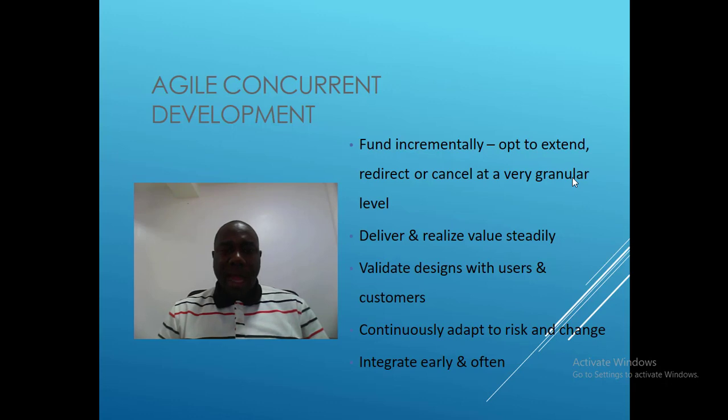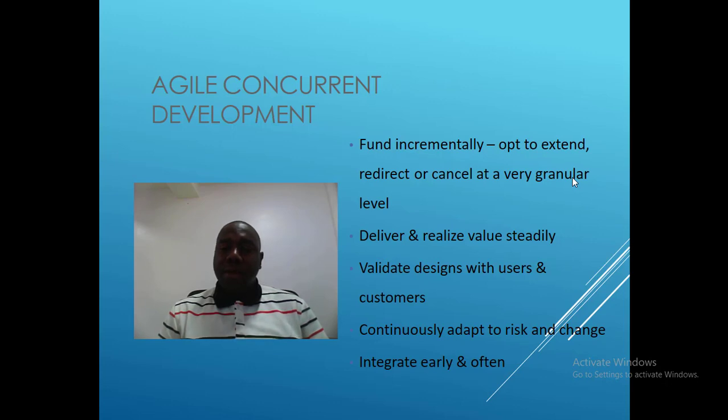Then, Agile allows concurrent development. You fund incrementally. You can extend, you can redirect, and you can cancel at a very granular level. Since funds are not released at once, as you are producing incremental MVPs, minimum viable products, when you discover that the product you have is not meeting your requirement, you can decide at that early stage to extend, to redirect, or to cancel a project.